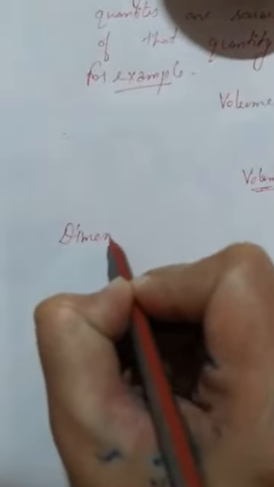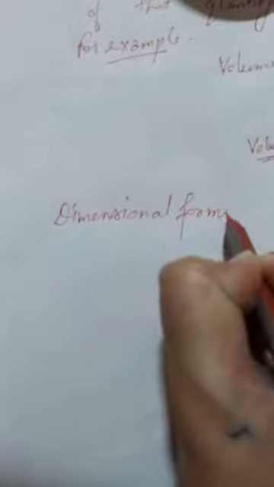Then we can write this in the formula, the dimensional formula. This dimensional formula shows how and which base quantity represents a physical quantity. This is the dimensional formula.